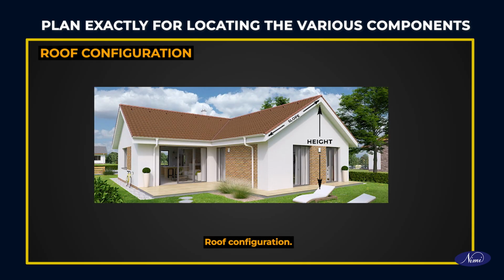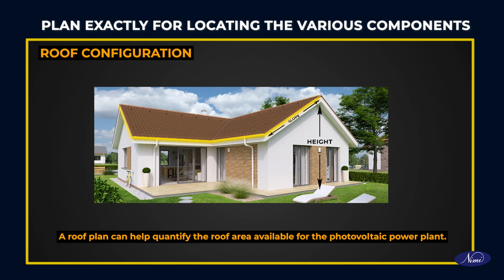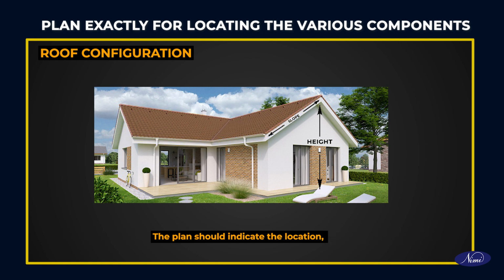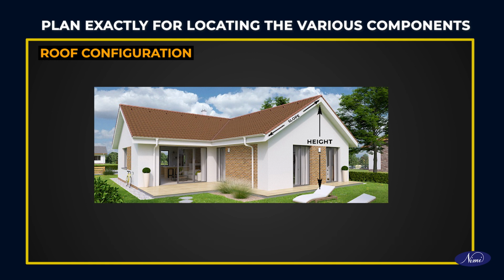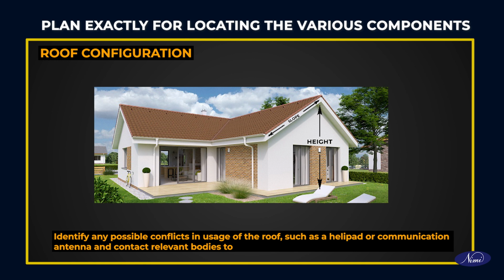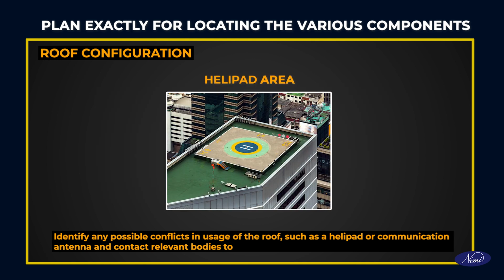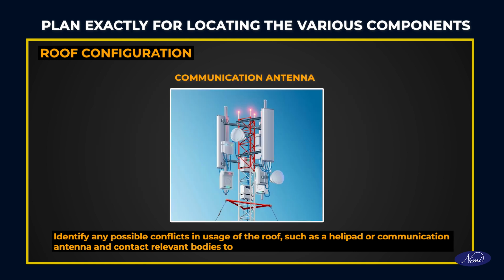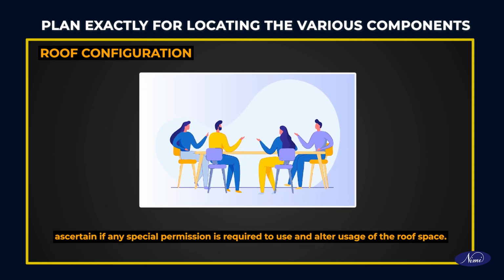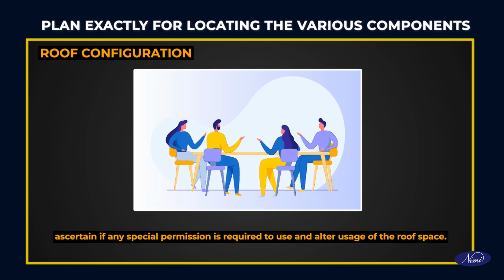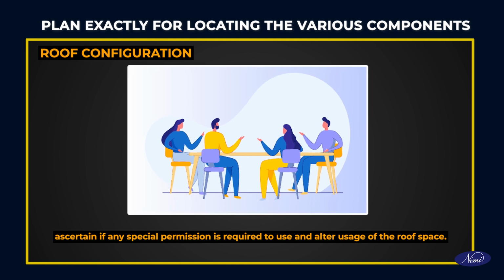Roof configuration. A roof plan can help quantify the roof area available for the PV power plant. The plan should indicate the location, height and slope of the roof itself as well as any additional structures present on the roof. Identify any possible conflicts in usage of the roof, such as helipad or communication antenna, and contact relevant bodies to ascertain if any special permissions are required to use and alter use of the roof space.